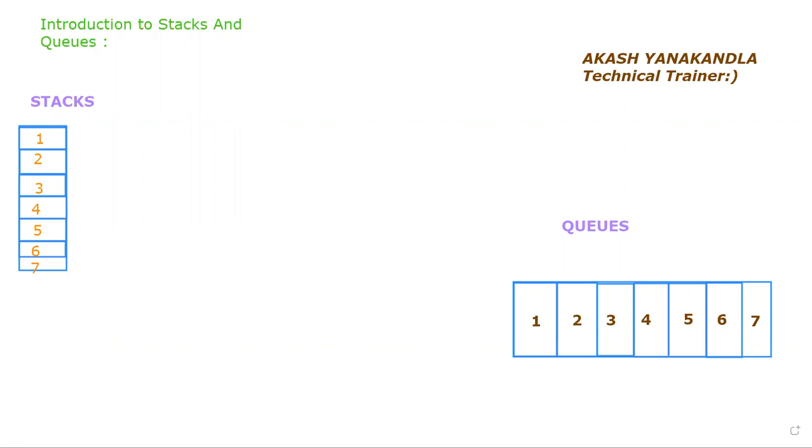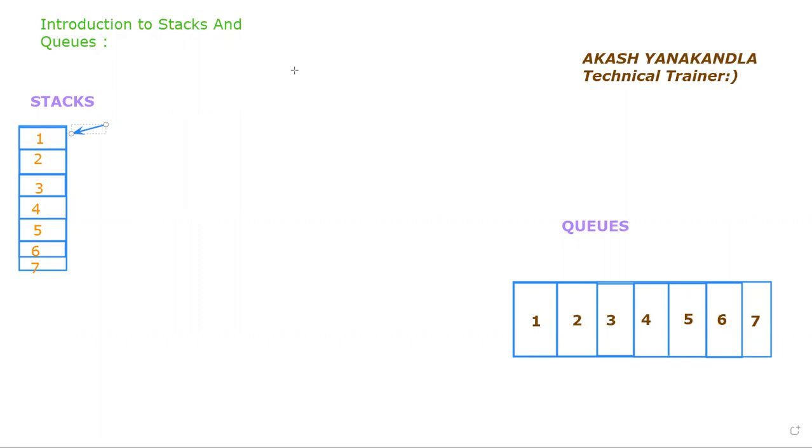This session is about introduction to stacks and queues. Now here, on the left side, we have stacks, which is 1, 2, 3, 4, 5, 6, 7. Now here, our topmost element, the top of the stack, is 1. After 1, we have 2. After 2, we have 3. After 3, we have 4, 5, 6, and 7.